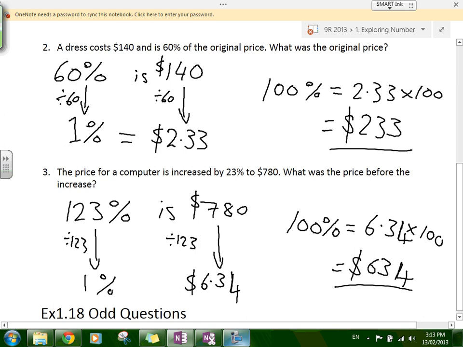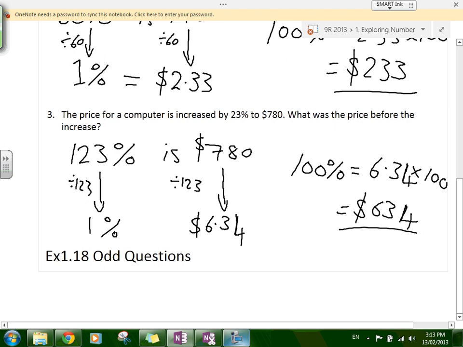Alright, so that's the method. Any questions? Okay, so it's exercise 1.18, odd questions.